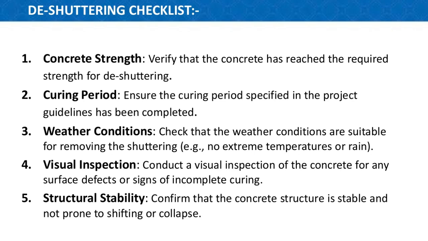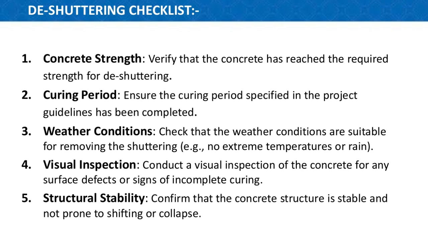Then weather condition. Check that the weather conditions are suitable for removing the shuttering, that is, no extreme temperatures or rain. Then visual inspection. Conduct a visual inspection of the concrete for any surface defect or sign of incomplete curing. Then substructural stability. Confirm the concrete structure is stable and not prone to shifting or collapse.